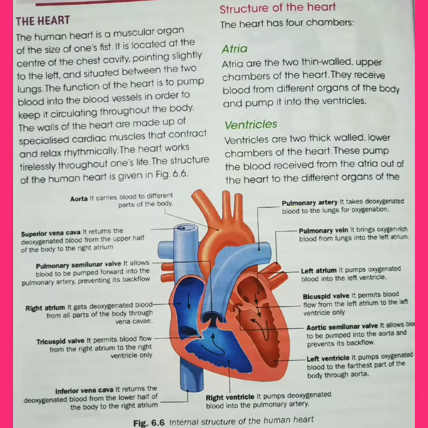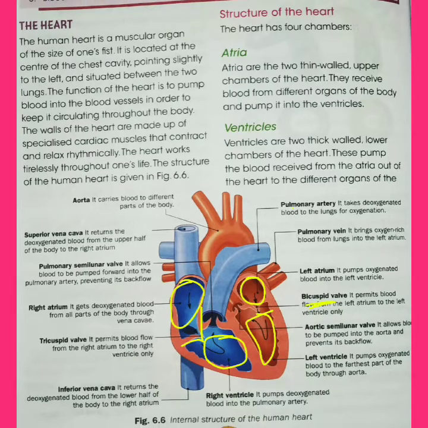So again, just recapitulate it. So here is your left atrium and left ventricle. In between there is bicuspid valve, and this side is your right atrium and right ventricle, and in between is tricuspid valve. So pulmonary vein brings oxygenated blood from lungs to the left atrium. Then through this bicuspid valve it goes into the left ventricle, and from here to aorta through aortic semilunar valve.